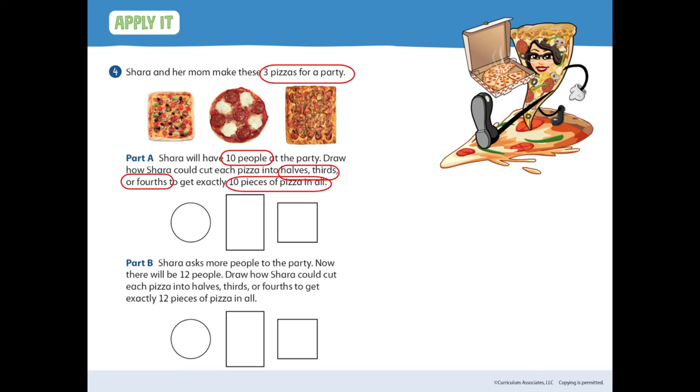So let's see. Go ahead and pause the video. I want you to try to get 10 pieces of pizza, partitioning them in halves, thirds, or fourths, whichever ones make 10 pieces of pizza in all.